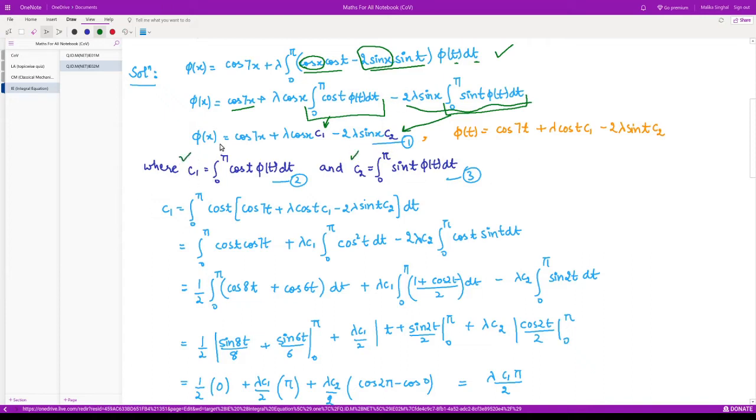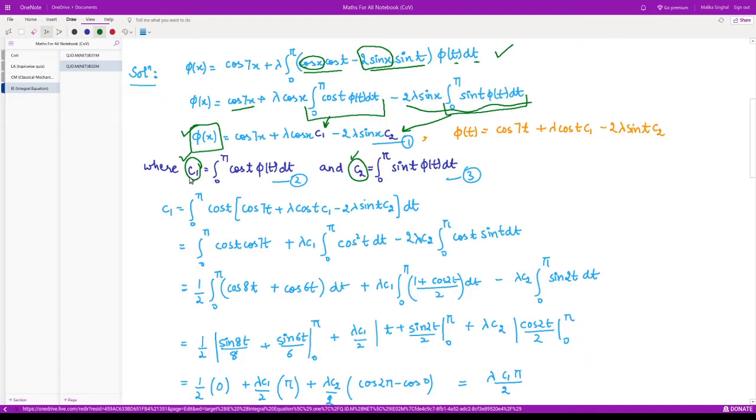So the solution finally becomes phi of x; ultimately here phi is unknown, so we need to calculate phi. So phi is equal to cos 7x plus lambda times cos x c1 minus 2 lambda sin x c2. Now c1 and c2 both contain phi. So in order to calculate this phi of x, we must calculate the value of c1 and the value of c2, right? If we have the values of c1 and c2 with us, we can put these values in equation number 1 and we can obtain this unknown phi, right?